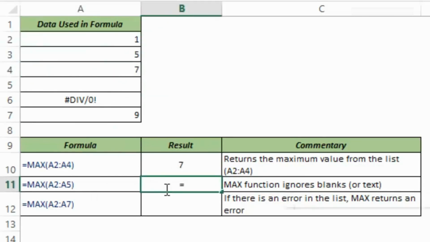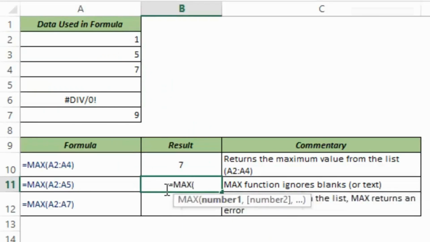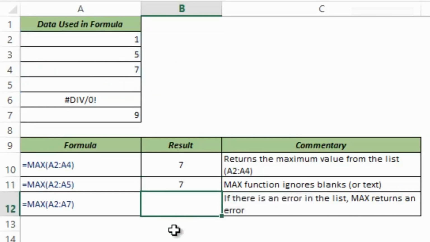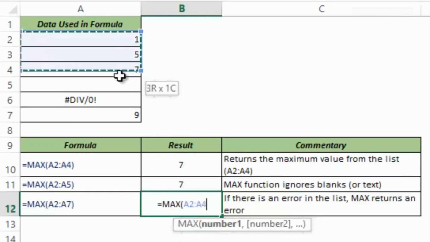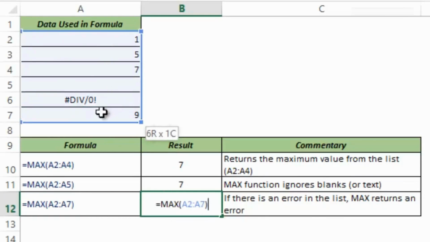If there are any cells which are blank or have text within them, then max function ignores it. So here I select A2 to A5 where the A5 cell is blank, but max function would ignore that and would still return 7. If there are any error values in the cells that you have selected, then the entire function would return an error. So in this case I have A2 to A7 where A6 has a division error. Now when I hit Control Enter, this returns a division error because it cannot have an error in the range that you have fed into the max function.